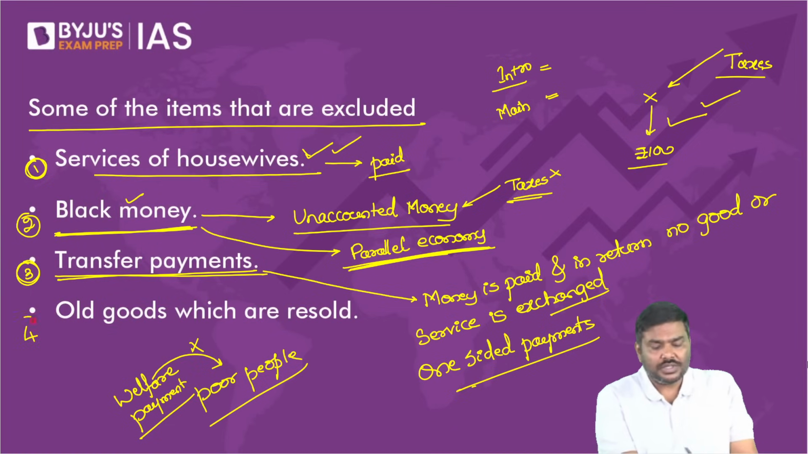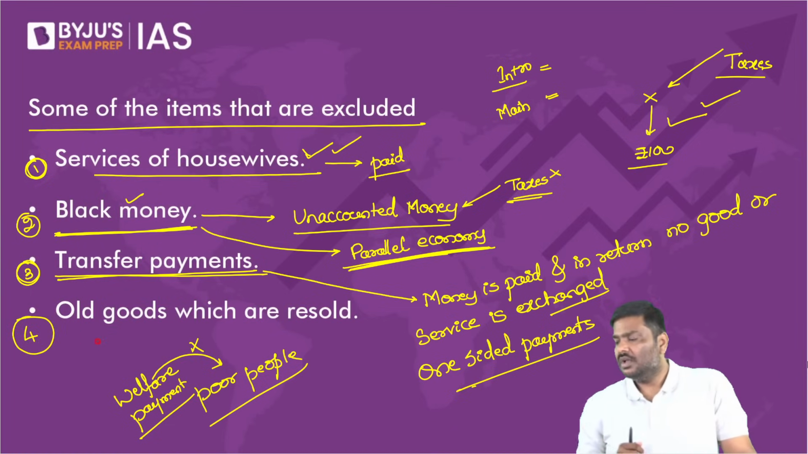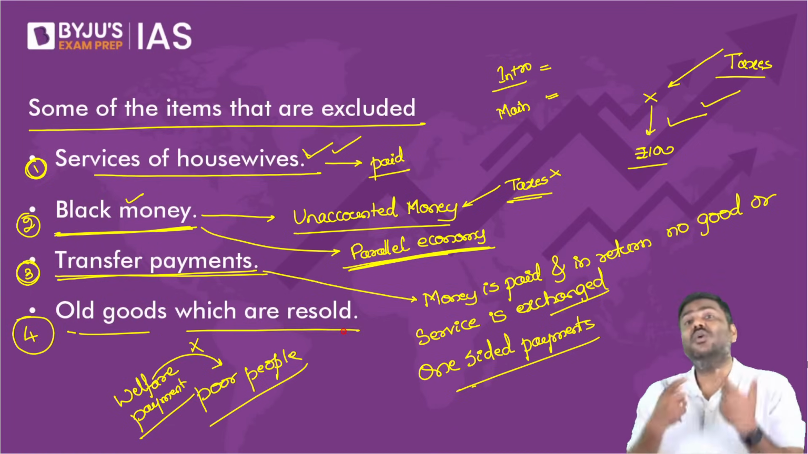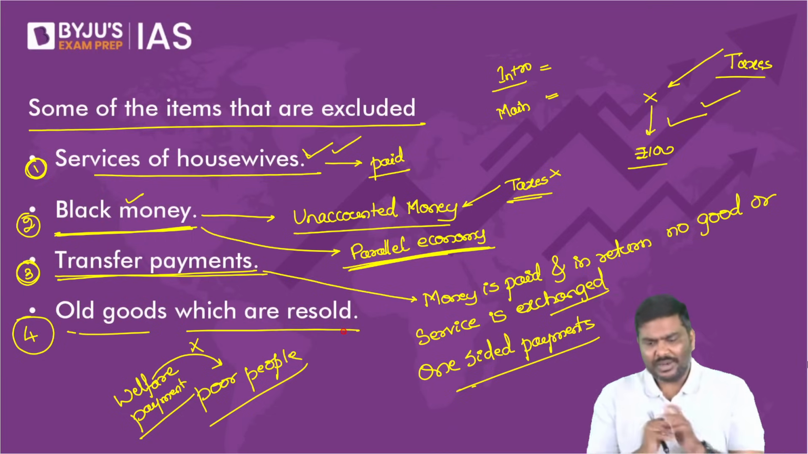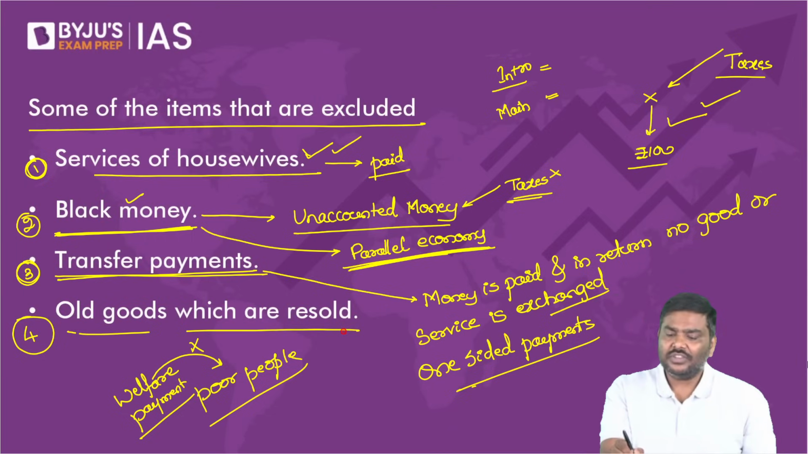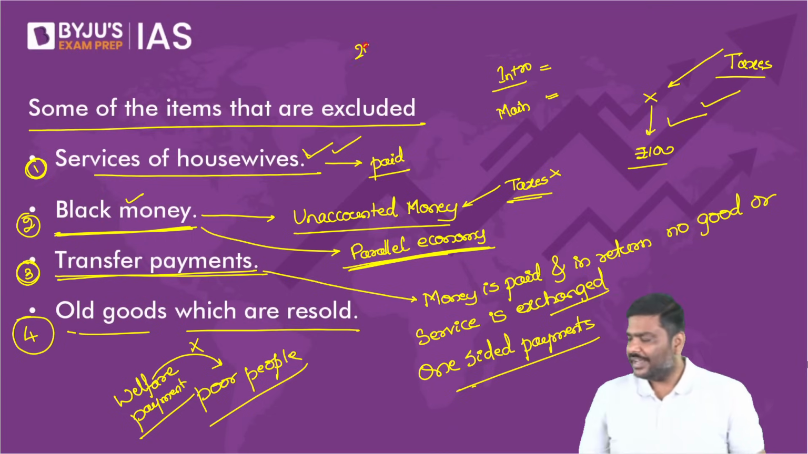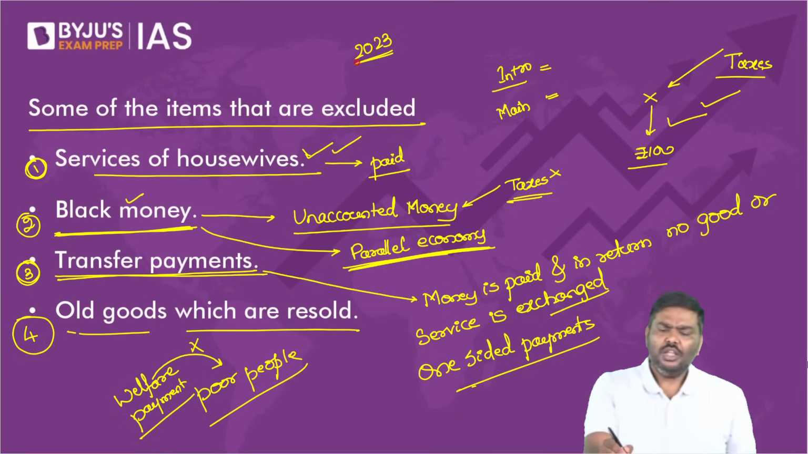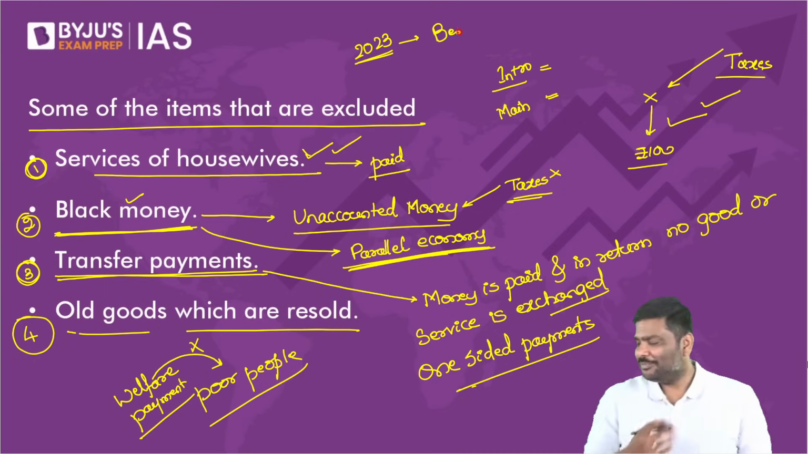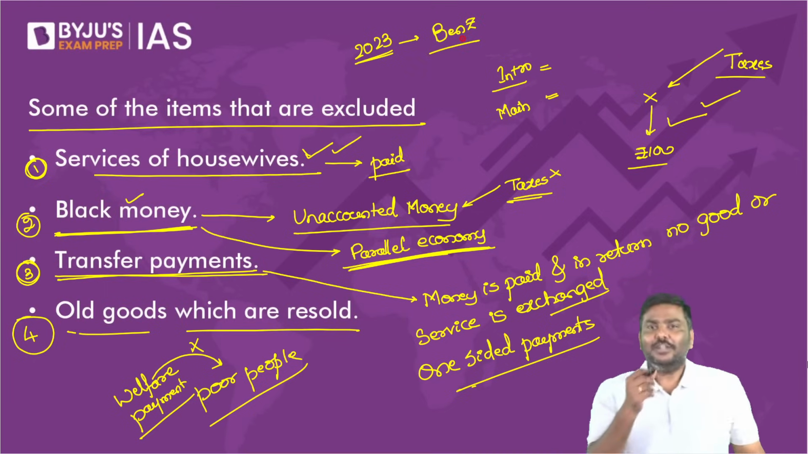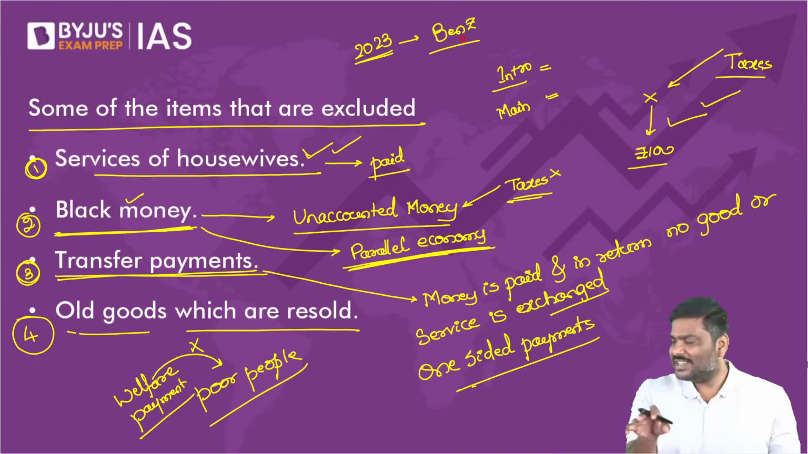Fourth point, old goods which are resold in the economy. What do you mean by this? Let me take a very simple example. 2023. Imagine you have lot of money. You'll purchase a Benz car. Be happy. You are a millionaire now. Today you have purchased a Benz car.